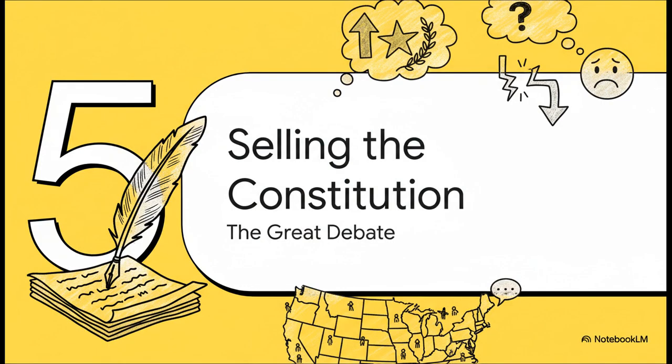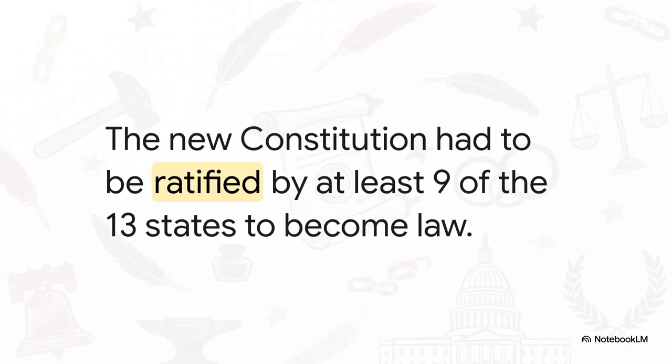Okay, so the plan is written, the design is done, the job's finished, right? Not even close. Now the framers had to go out and convince the entire country to actually approve this new constitution. And let me tell you, not everyone was sold on the idea. This whole approval process was called ratification, and it was a massive gamble. As you can see, they needed at least 9 of the 13 states to vote yes. If they didn't get 9, the whole thing would just fall apart.